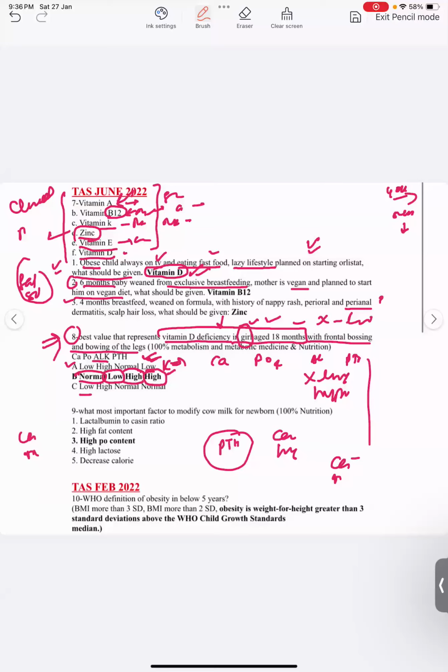Low calcium, high phosphorus, alkaline phosphatase normal, PTH normal, that cannot happen. If this is a case of CKD, then its level will be increased, and if it is due to hypoparathyroidism, their level will be decreased. Okay, so this is a girl who is having X-linked hypophosphatemic rickets. So in that case, phosphorus will be decreased, calcium will be normal, and PTH level may be increased. So B is the correct option here.